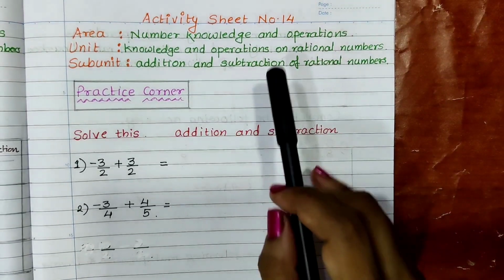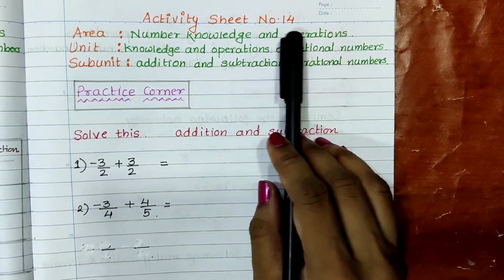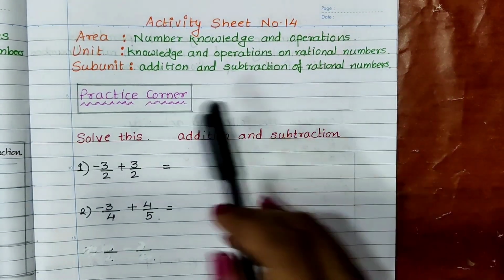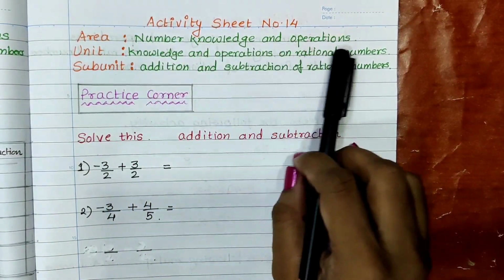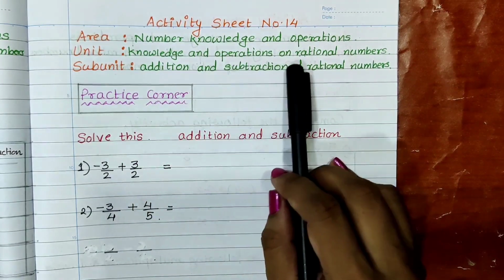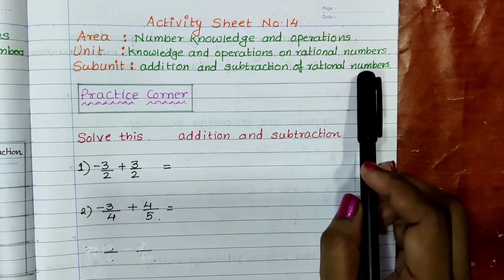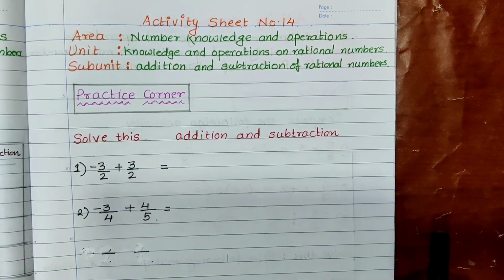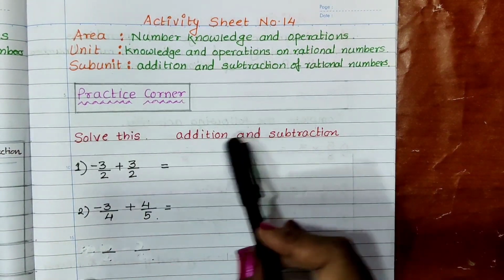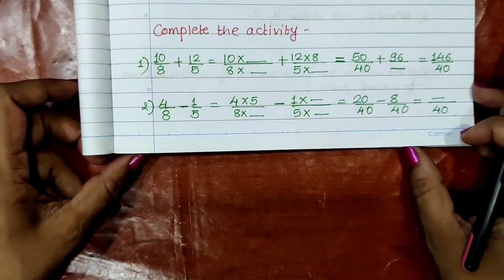So as you all can see here, this is my activity sheet number 14. Area: I have written number, knowledge and operations. Unit is knowledge and operations on rational numbers, and subunit is addition and subtraction of rational numbers. Now see children, before solving this addition and subtraction, we have to complete the given activity first.